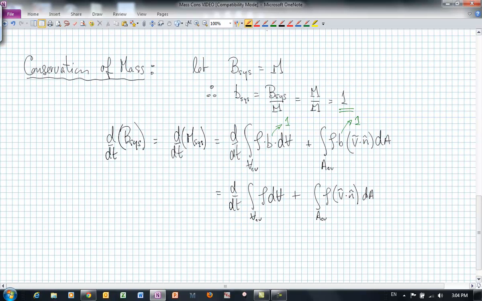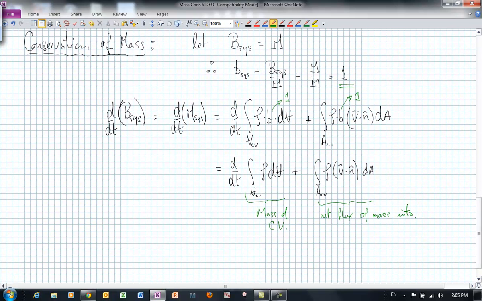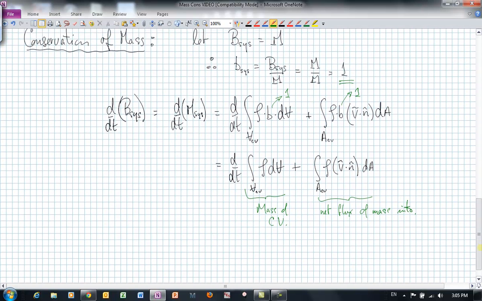Because this is the mass of the control volume. That's what we want. And this is actually the net flux of mass into the control volume through the control surface.